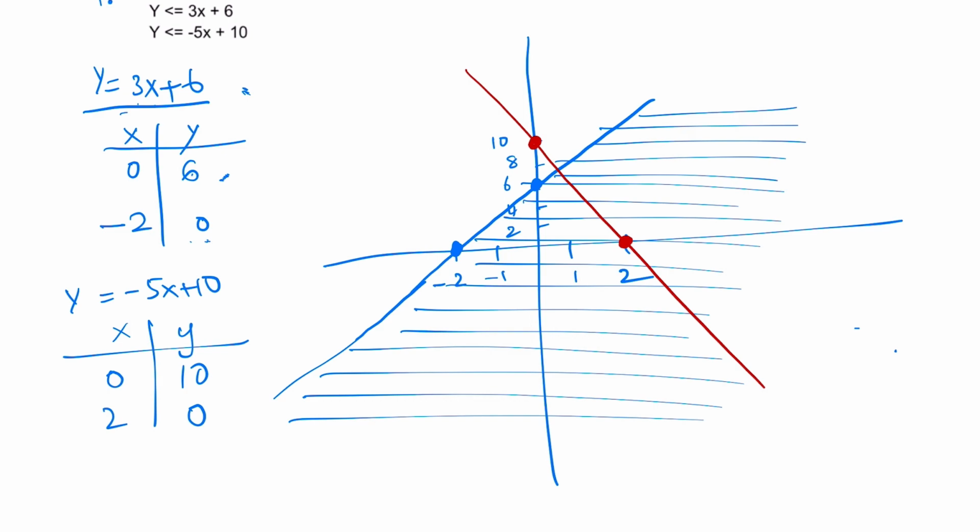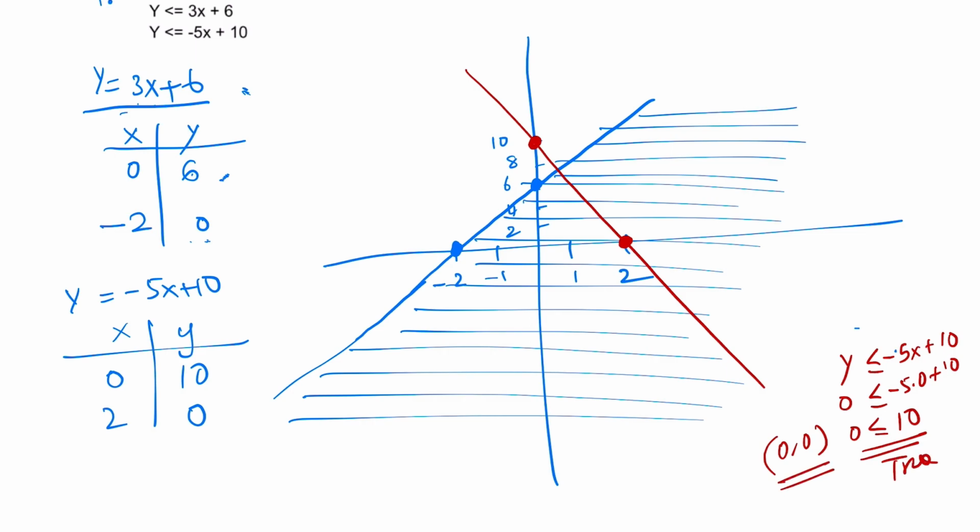So now I have to choose a region. Should we shade this region or this region, above the line or below the line? In order to decide, again I have to choose a point, and my favorite point is 0 comma 0, and the inequality we have is y is less than or equal to negative 5x plus 10. Substitute x as 0, y as 0: y less than or equal to negative 5 times 0 plus 10, so 0 is less than or equal to 10. So this condition is true. That means the point 0 comma 0 is part of the inequality. So we have to shade this graph below the line. So it goes this way for the red one.